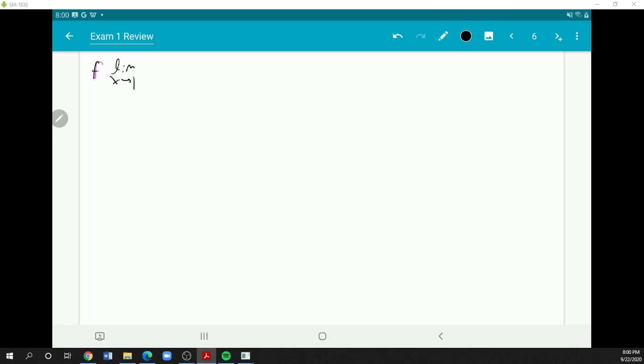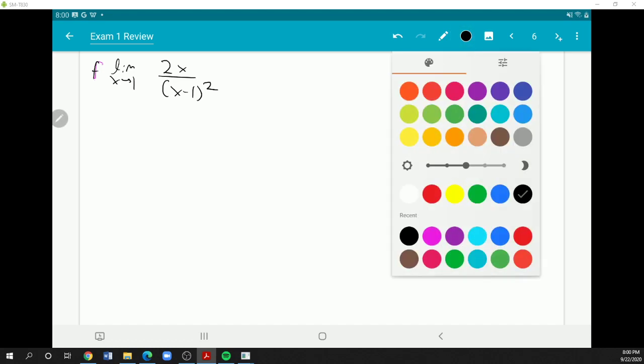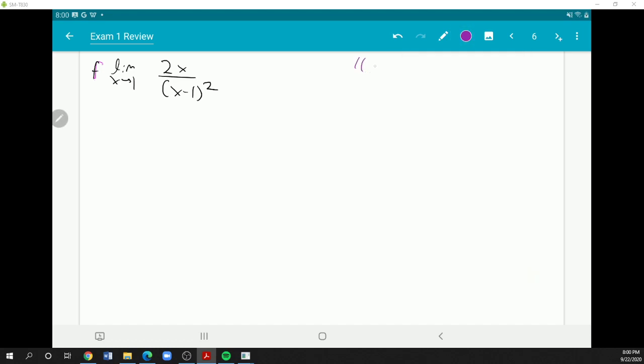Limit x goes to 1 of 2x over x minus 1 squared. So let's try to plug in here, see what happens. So if I try to plug in, I get 2 times 1 is 2. 1 minus 1 squared is 0. So earlier we talked about indeterminate form. This is not indeterminate form because it's not 0 over 0. It's some number over 0. So whenever you have a number over 0, you're thinking infinite limits. So now your main goal is to see whether or not it's positive or negative.